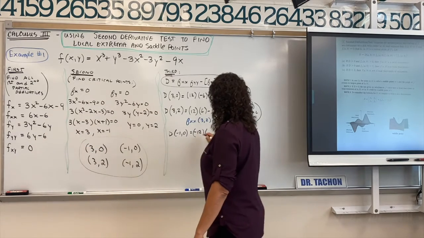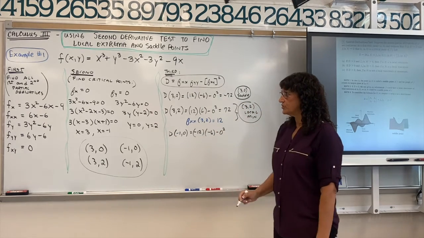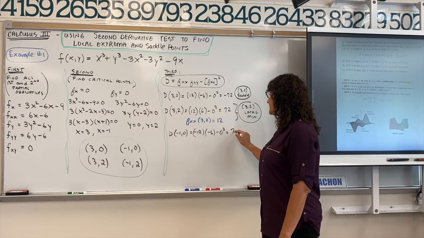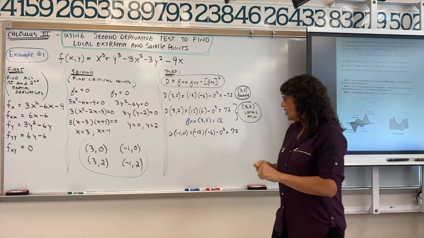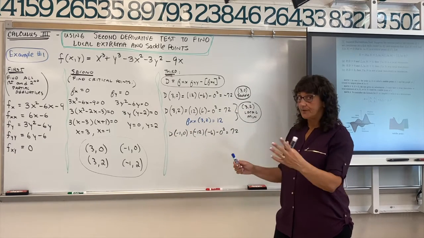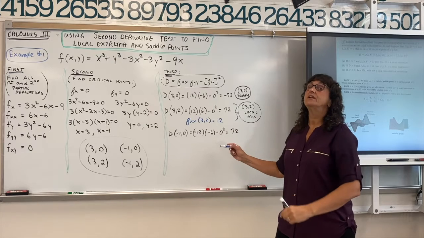That gives us a negative 6, and then minus our 0 squared. Partial of x with then y, so negative 12 times negative 6 is positive 72. So we plugged this point into our determinant of the second partials, the D equation, and we got a positive value. Positive value, we found an extrema.